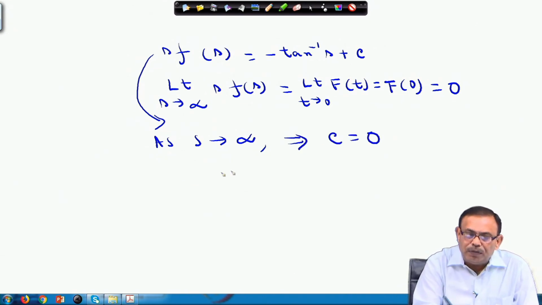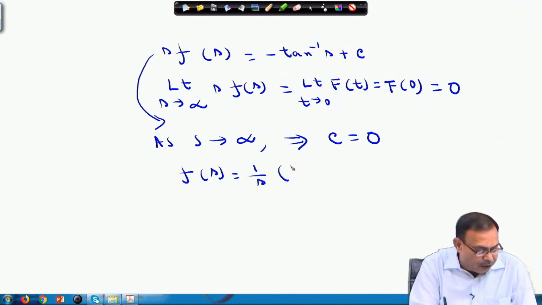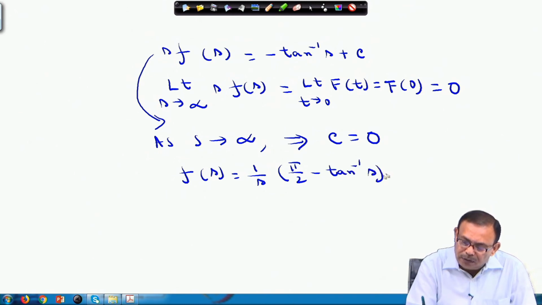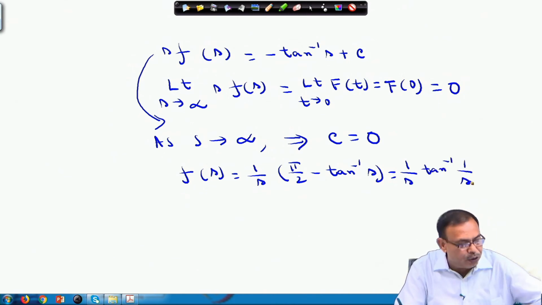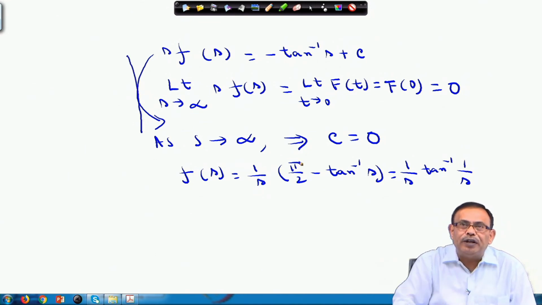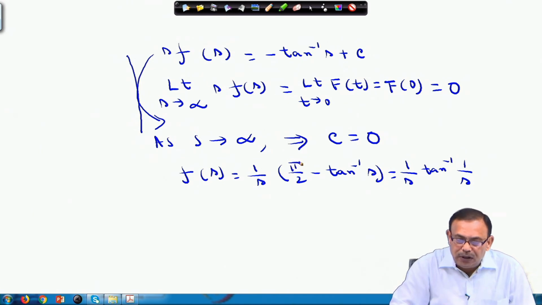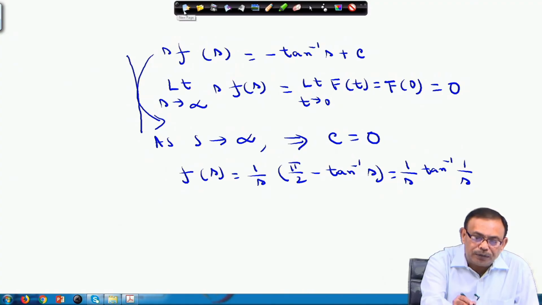So, from here you can tell that F(s) is nothing but 1 by s into pi by 2 minus tan inverse s, and this is nothing but again 1 by s tan inverse 1 by s. So, here you are using the concept of the initial value theorem to find the value of the arbitrary constant, and you are getting the same result over here.